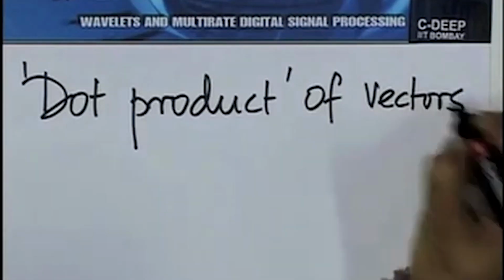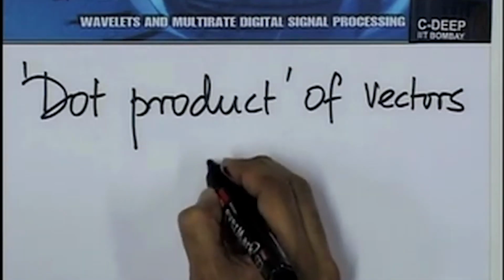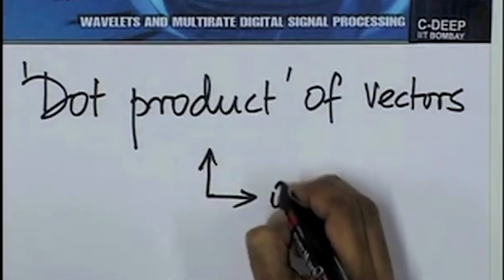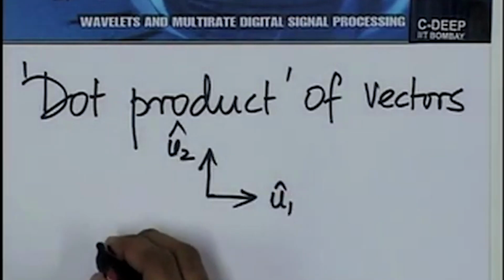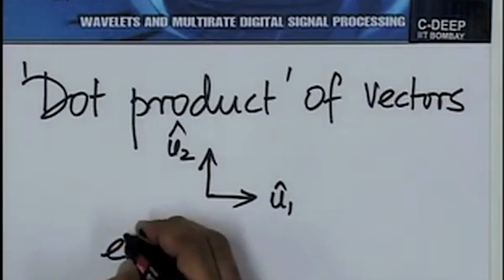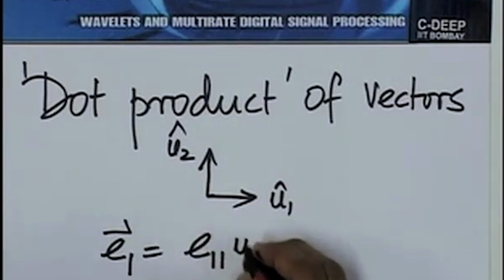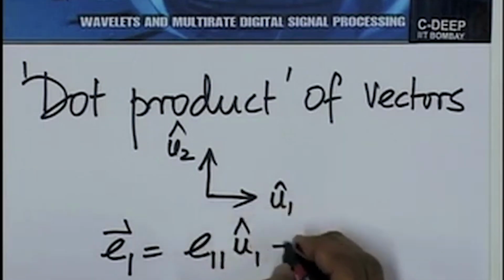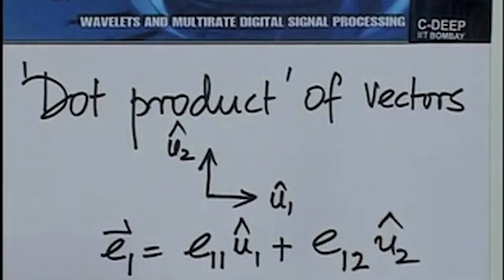So, suppose for example, we choose a pair of orthogonal coordinates. So, we have u1 cap and u2 cap as we did some time ago, orthogonal to one another, perpendicular to one another. And we have two vectors, let us call them E1, which has the coordinates E11 and E12. So, E1 is E11 u1 cap plus E12 u2 cap, and similarly E2 as a vector has the coordinates E21 u1 cap plus E22 u2 cap.